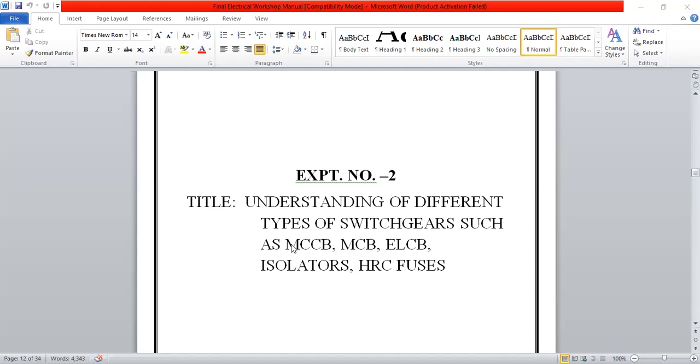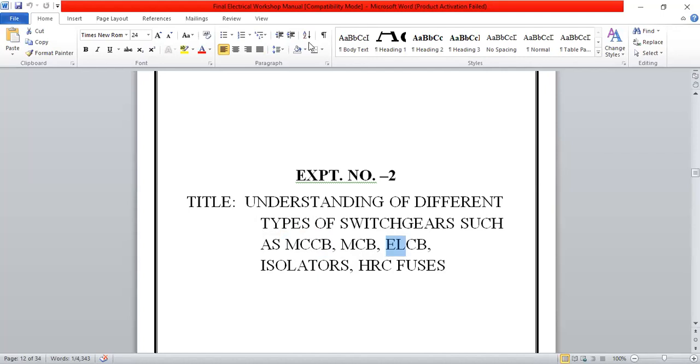First of all, I will tell you the long forms. What is meant by MCCB, MCB, ELCB, isolator and HRC fuse. The long form of MCB is miniature circuit breaker. MCCB is molded case circuit breaker. ELCB is earth leakage circuit breaker.